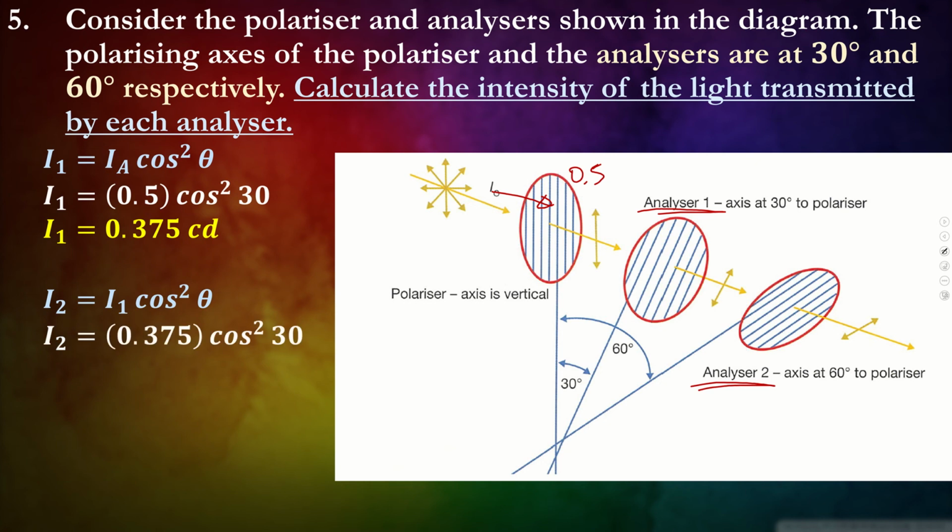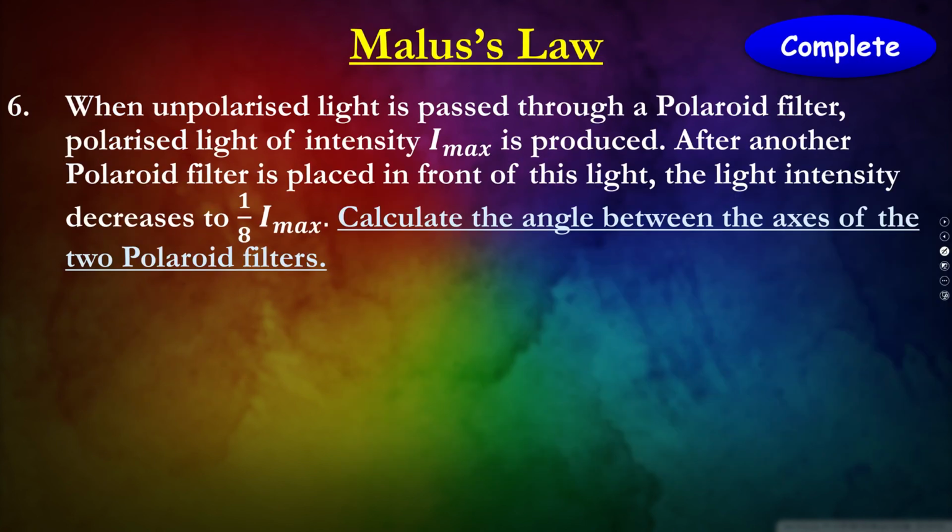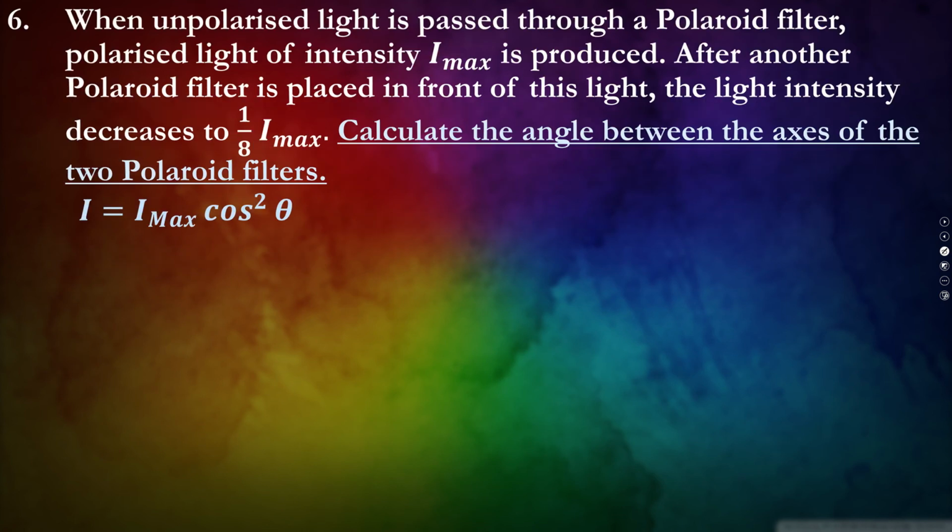Do the exact same thing. We know that the second analyzer is 60 degrees to this, which means it's 30 degrees to our other analyzer. And so we get that value there, about 0.281 cd. The final one we have is a little bit more different. We've done many that have related to finding the intensity. This time we're going to try and find the angle between the two Polaroid filters.